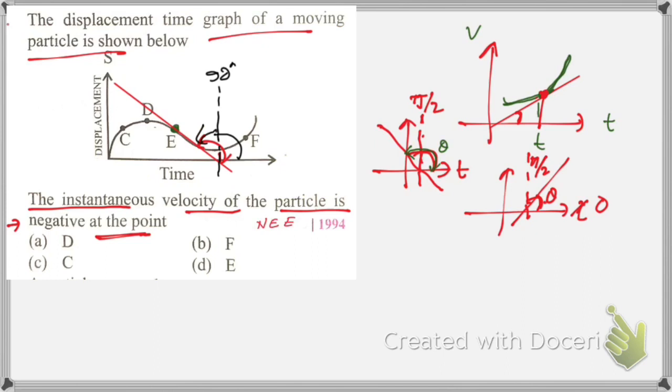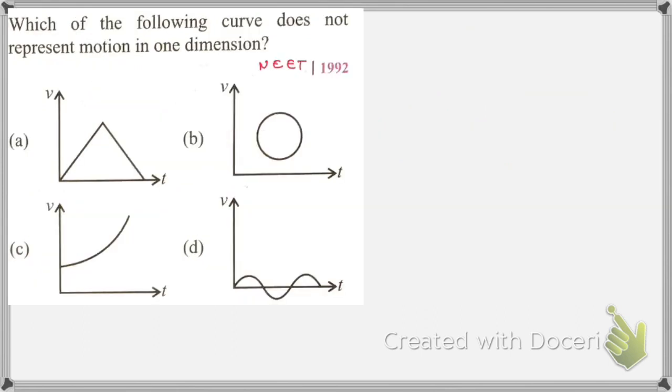So that's why the option D, that means at the point E, at this time we're going to get the negative instantaneous velocity. So hope you have understood this. Now let's solve the next question. So this is the next question. Which one of the following curves doesn't represent motion in one dimension? Now you see, these are velocity and time graphs.